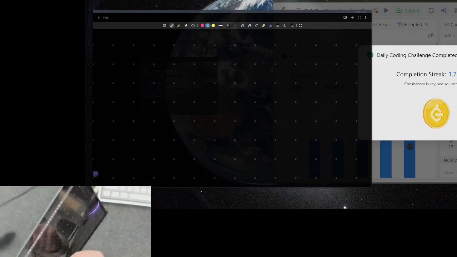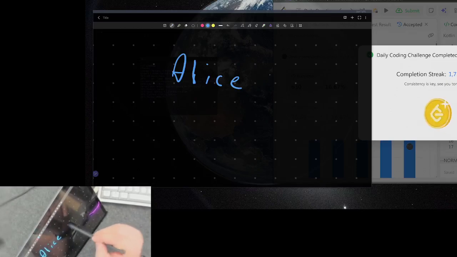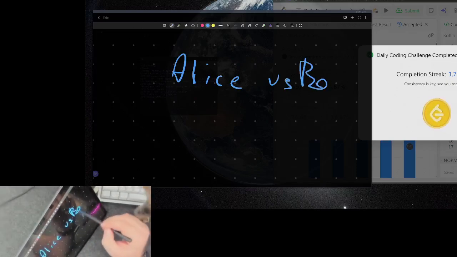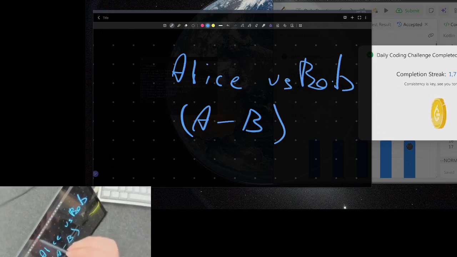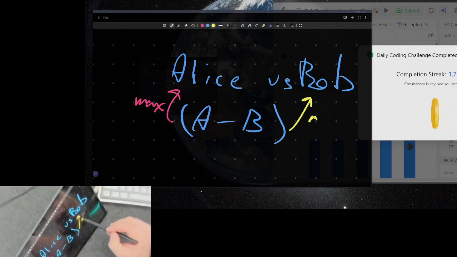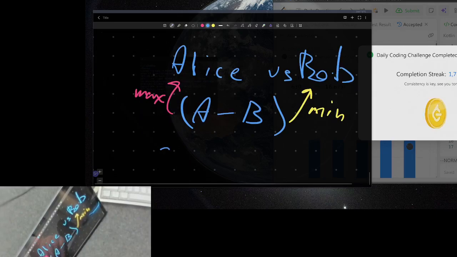Today we have a hard problem. Alice plays with Bob to make a difference of the points, Alice minus Bob. Alice tries to make it maximum. Bob tries to make it minimum.